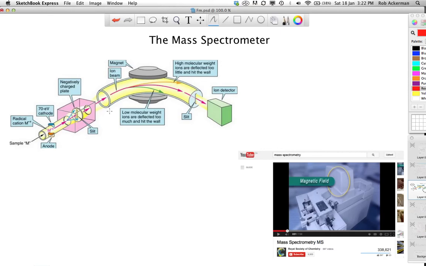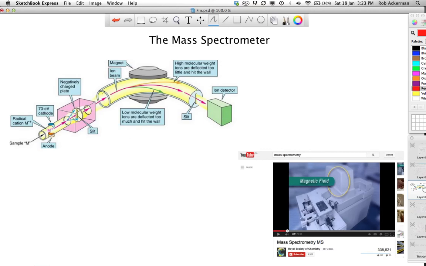As you can see, the ion beam suddenly takes a curved path, and they show three possible curves. One curve is kind of right down the middle, which goes into a detector. One curve is too tight and it crashes into the side of the machine, and one curve is not tight enough and it also hits the outer wall of the machine.